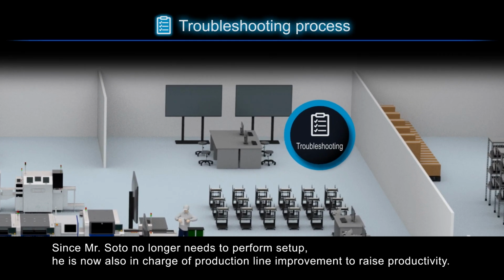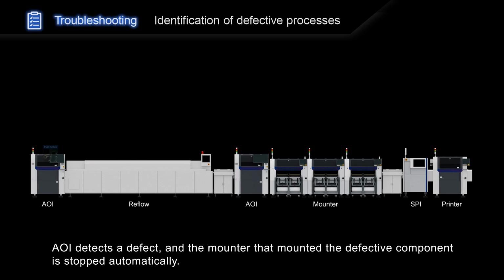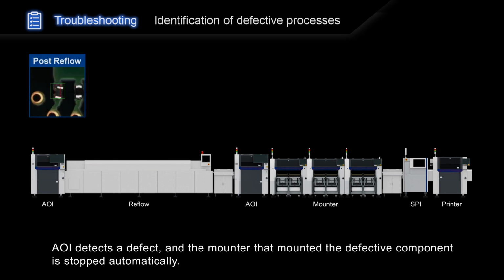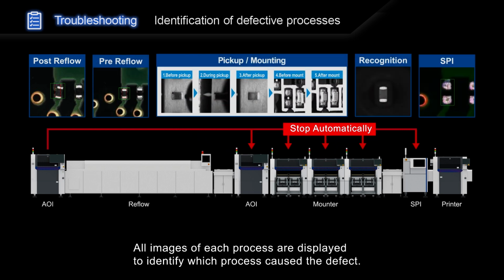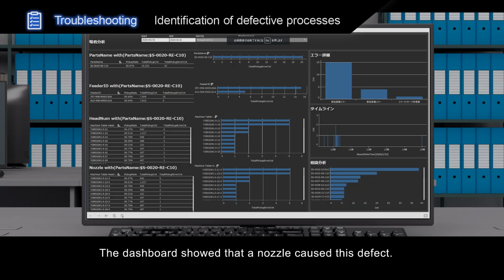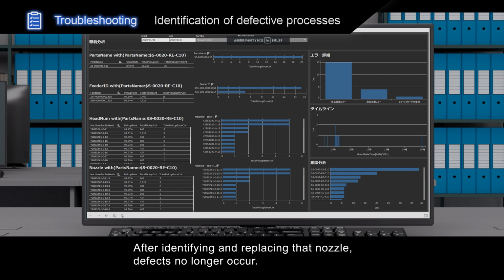Since Mr. Soto no longer needs to perform setup, he is now also in charge of production line improvement to raise productivity. AOI detects a defect, and the mounter that mounted the defective component is stopped automatically. All images of each process are displayed to identify which process caused the defect. The dashboard showed that a nozzle caused this defect. After identifying and replacing that nozzle, defects no longer occur.